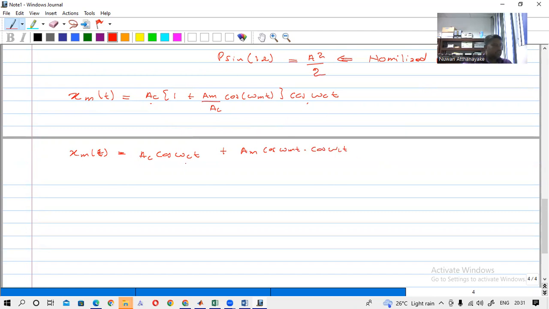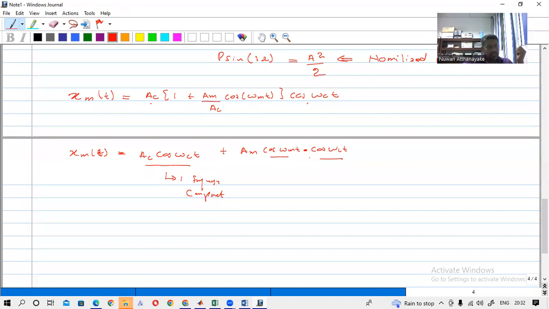Now look at this equation. This is a sinusoidal signal, one frequency component. And you can see that we have multiplied two cos signals. There is a multiplication, so at once, by looking at it, we can't say how many sinusoidal signals are here. We can't say that.